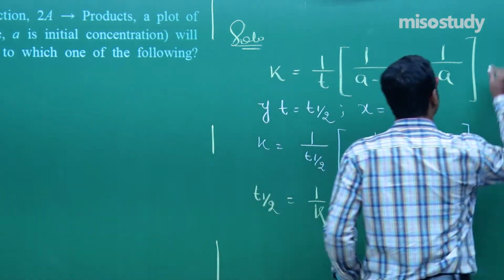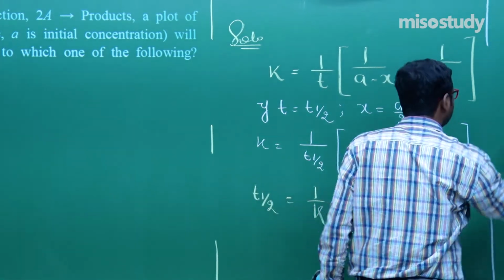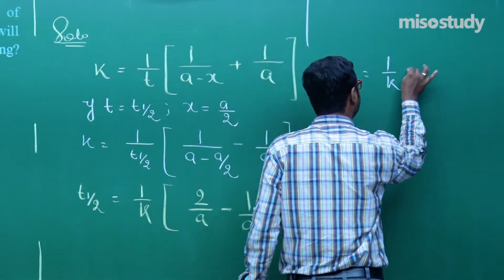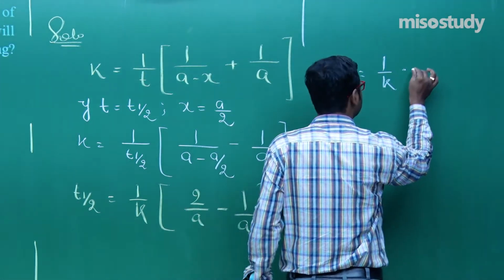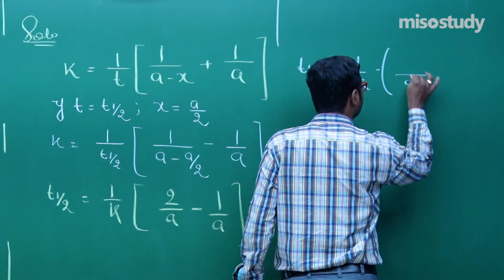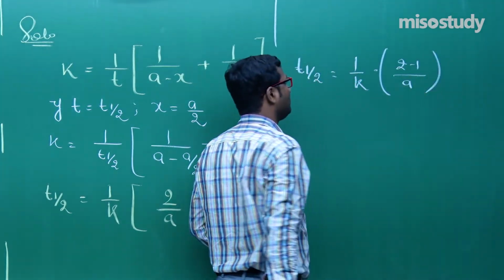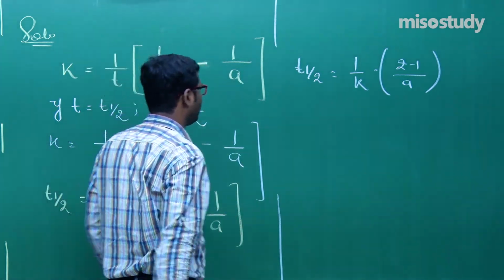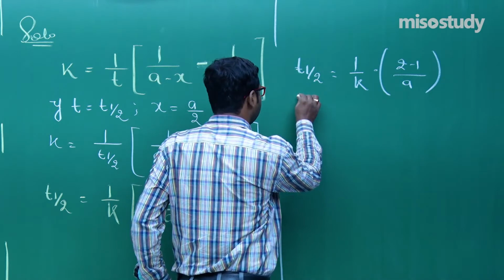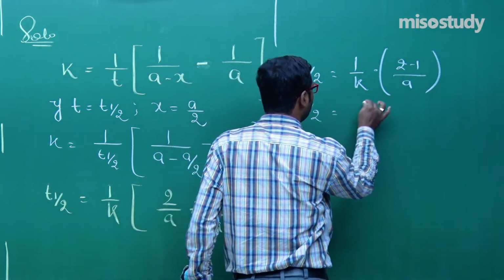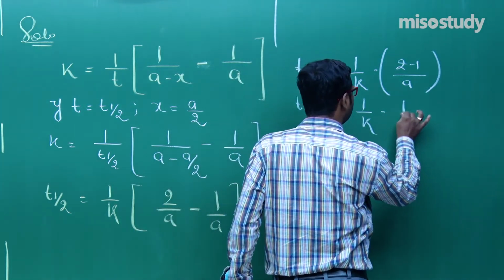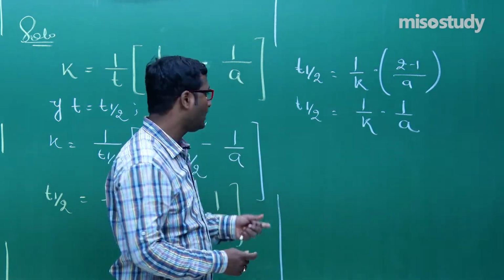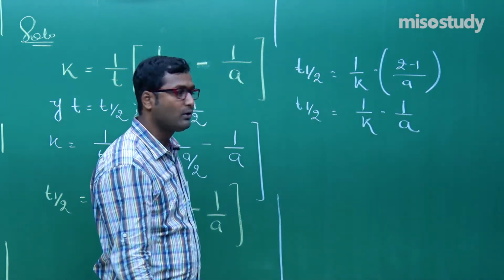Clear to you? Now t half is equal to 1 upon k into the LCM, which gives you a, 2 minus 1, that is 1 upon a. So t half will be equal to 1 upon k into 1 upon a. Am I right? 1 upon k into 1 upon a.